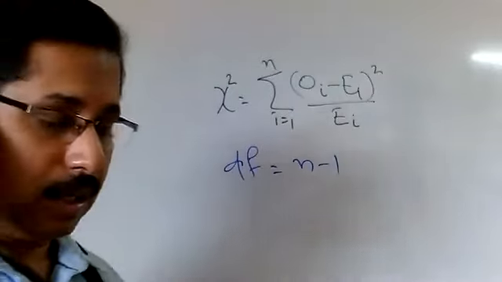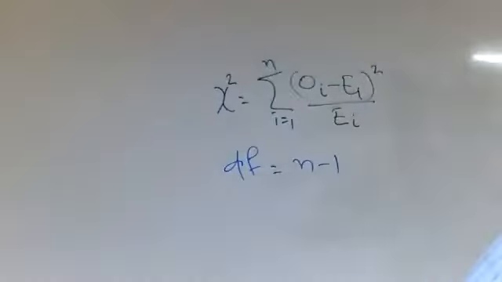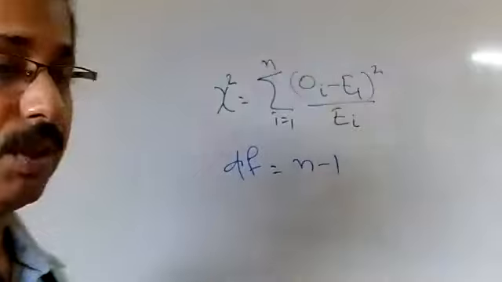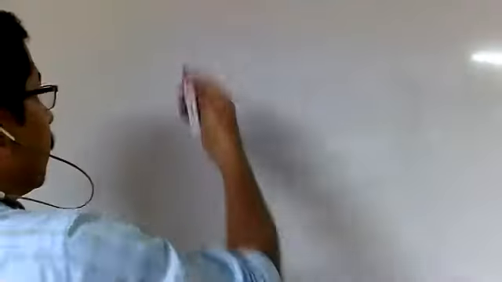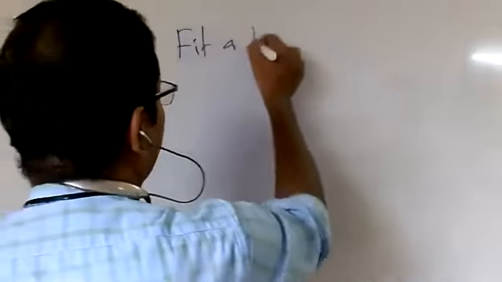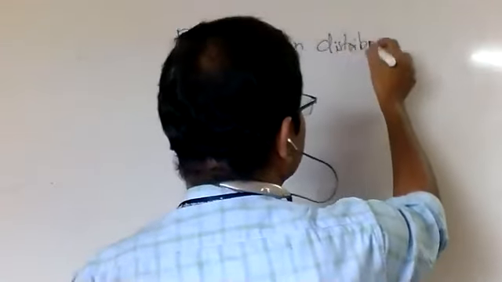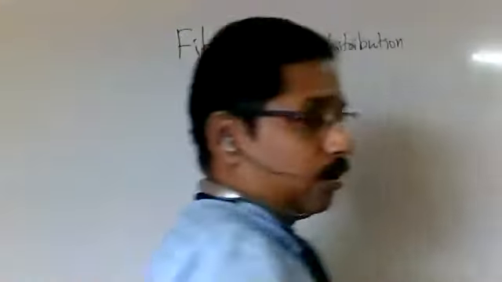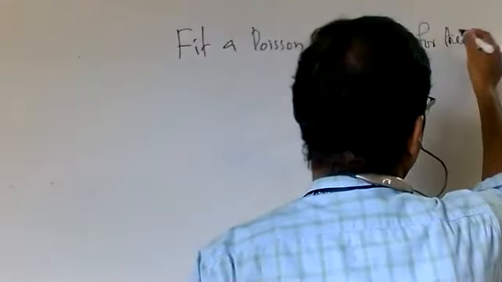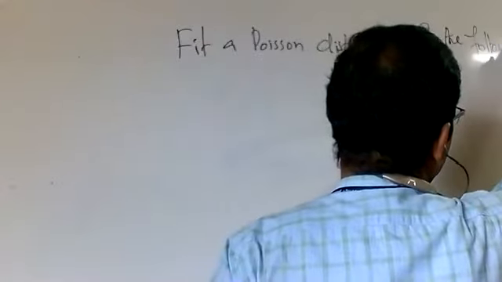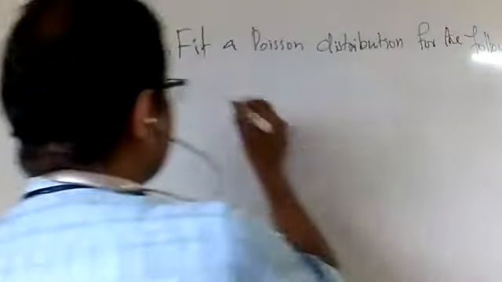Now you can see a problem. This problem is about testing goodness of fit. You may note this problem: fit a Poisson distribution for the following data.